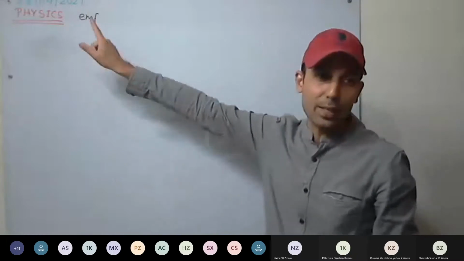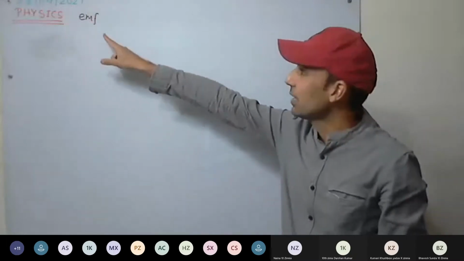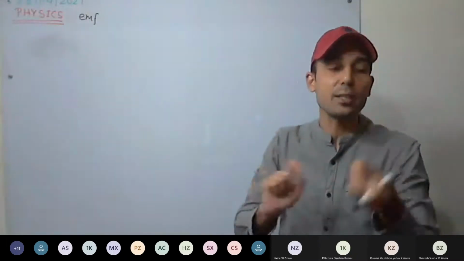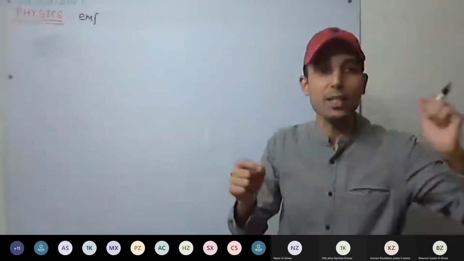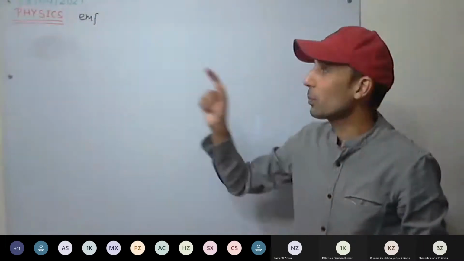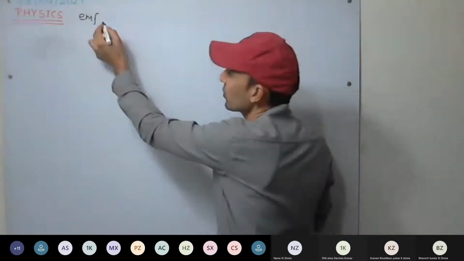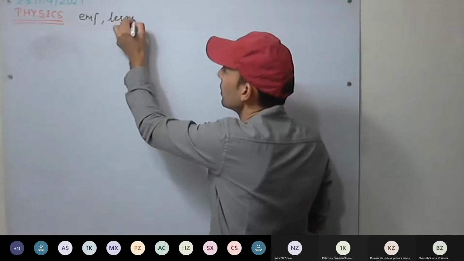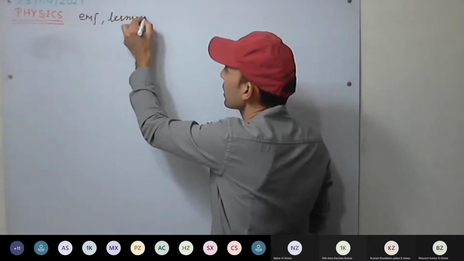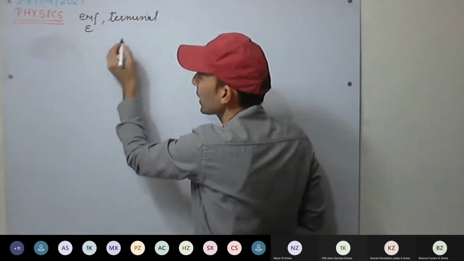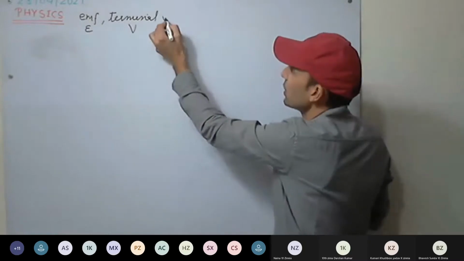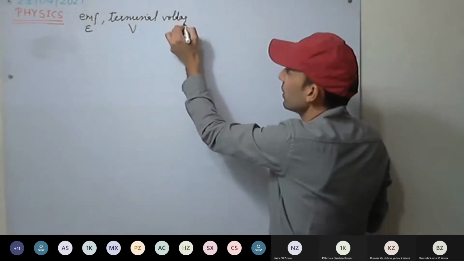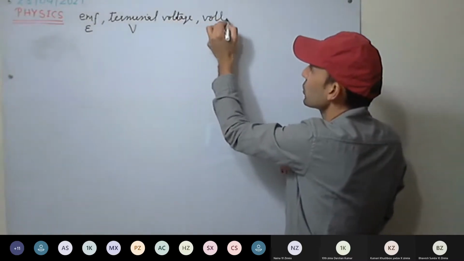Understood EMF? Well, the meaning of EMF, it can be called force. It's a misnomer we can use for force, meaning it pushes the electrons, it pushes the positive charge to flow. Next we discussed was the terminal voltage. EMF we denoted with epsilon, terminal voltage we denoted with V, and last was voltage drop.